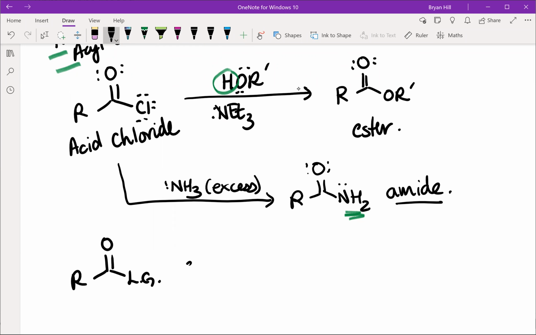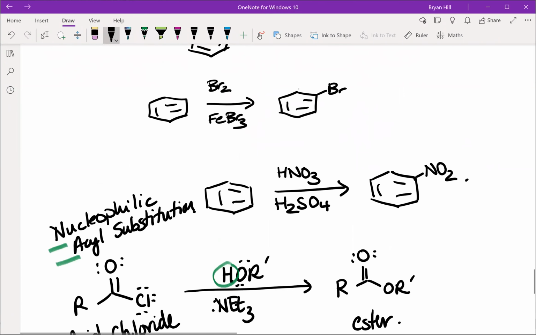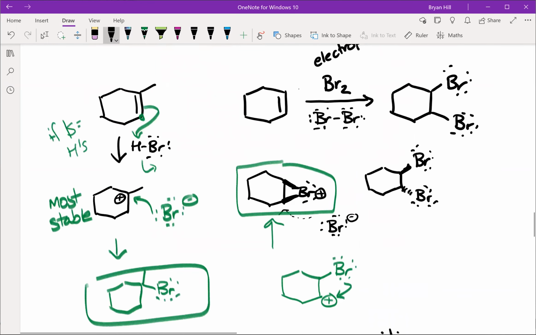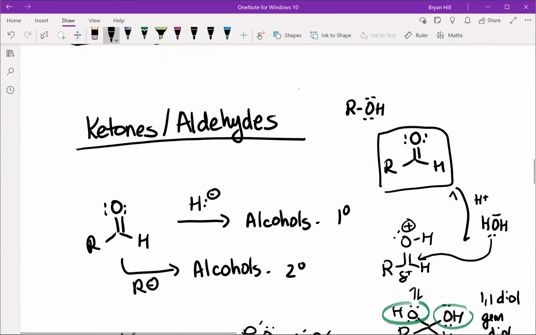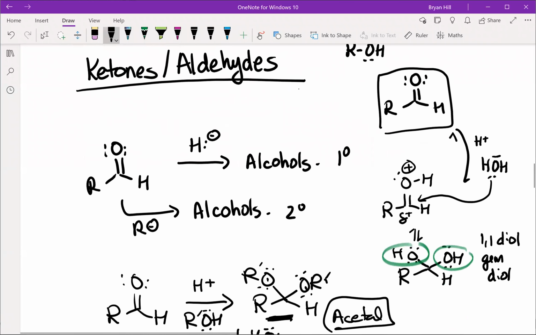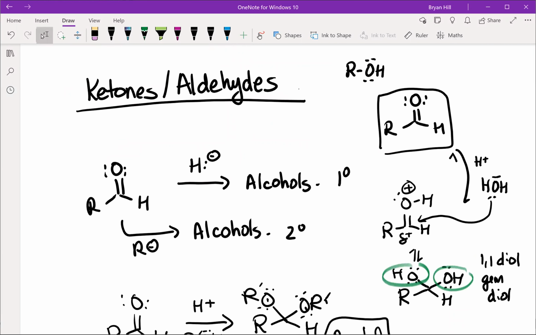So the leaving group could be a chloride, or it could be an OMe, so it could be an acid chloride or an ester, or even a carboxylic acid. You're just going to convert that OH group to a proper leaving group. So that was nucleophilic acyl substitution reactions. These are slightly different than ketones when we're reducing them. These would just be nucleophilic addition reactions.